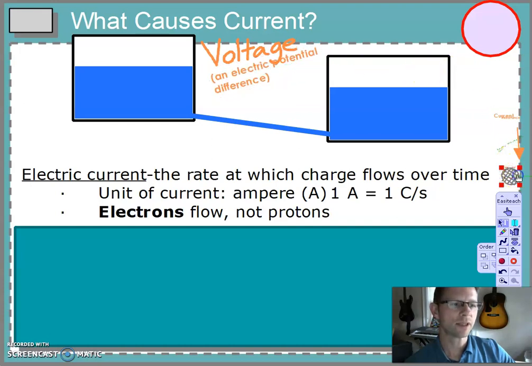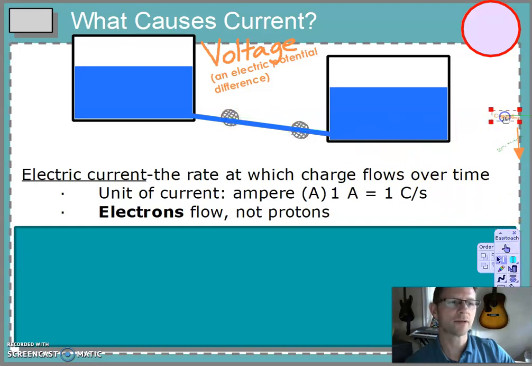Now we could decrease this current if we put these filters in. These waffle looking things are supposed to be filters. If we put these filters in, it will slow down the electrical current. But this represents an electrical current going through here.